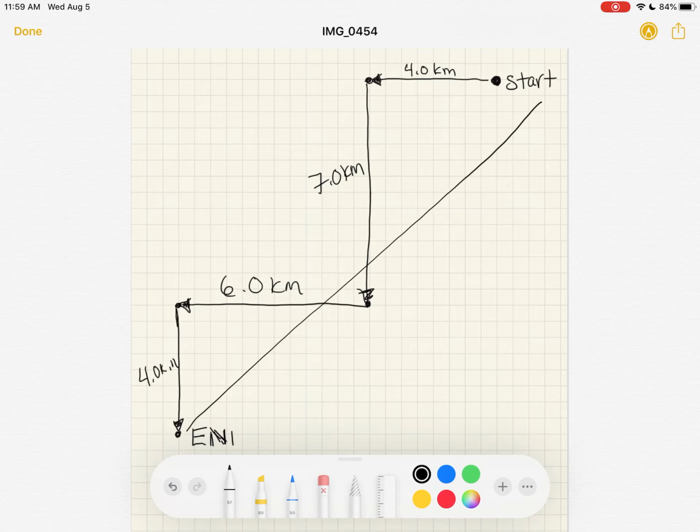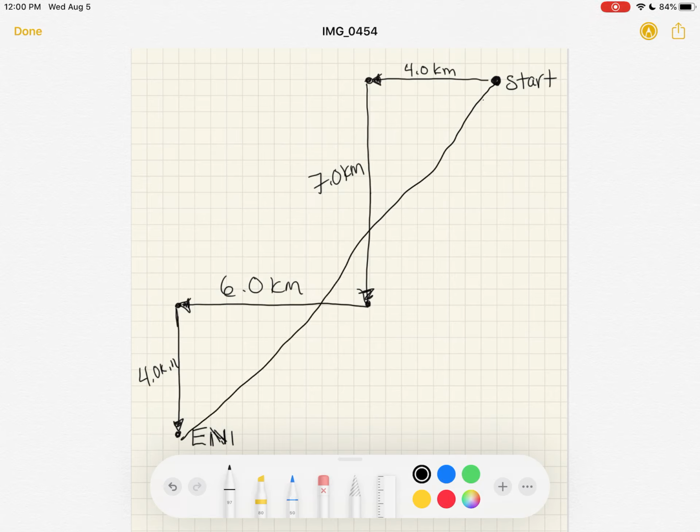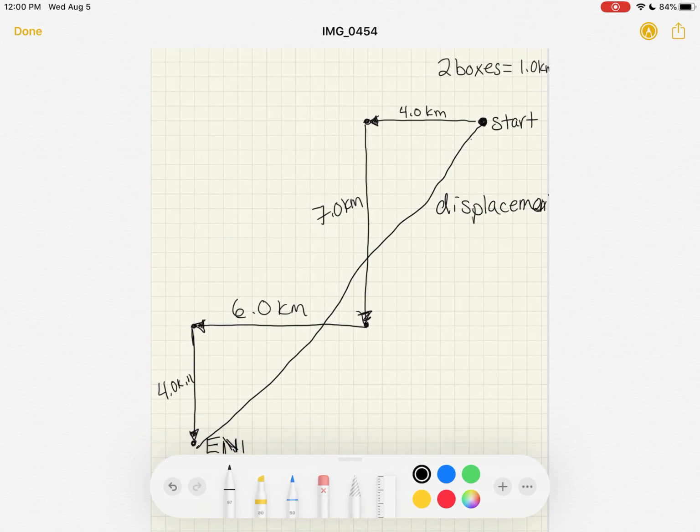There we go. Okay. My displacement is actually from my start to my finish. So this is my displacement, which hopefully you drew in a better line than I did. It's very hard to draw in a straight line on an iPad. I can't use a ruler.